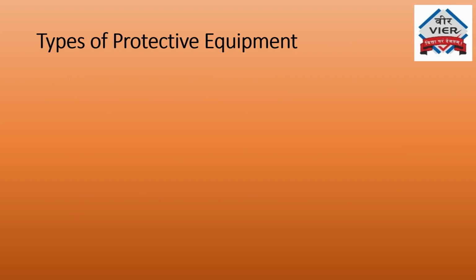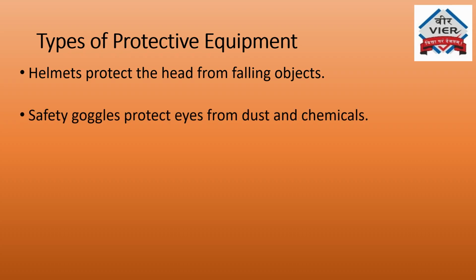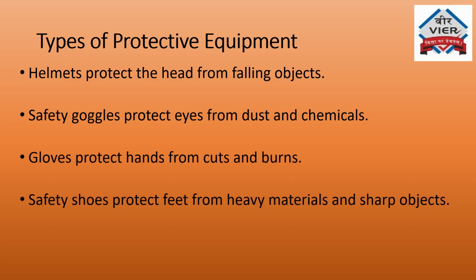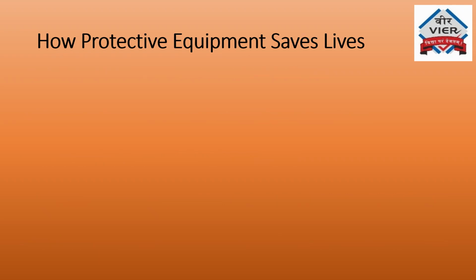So let's see the types of protective equipment. Helmets protect the head from falling objects. Safety goggles protect eyes from dust and chemicals. Gloves protect hands from cuts and burns. Safety shoes protect feet from heavy materials and sharp objects. Masks and respirators protect workers from toxic gases and dust.